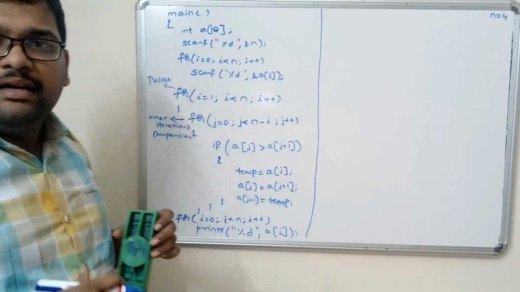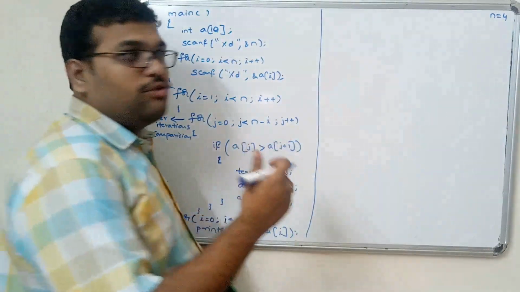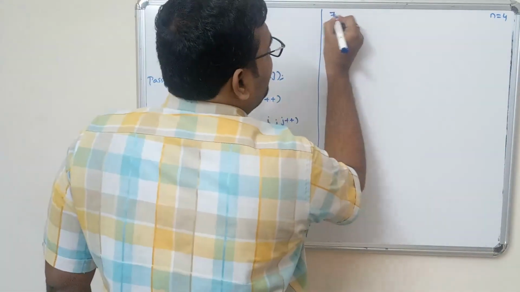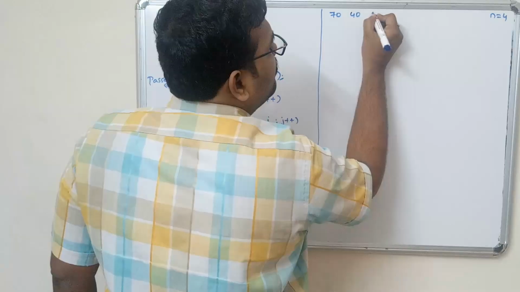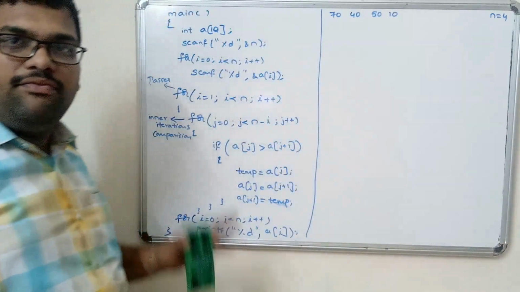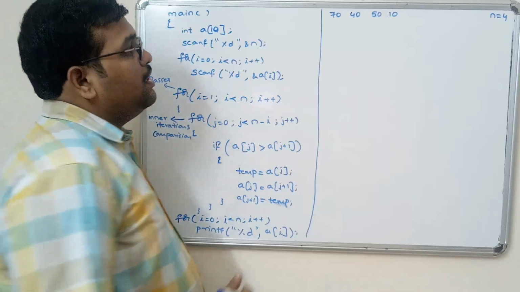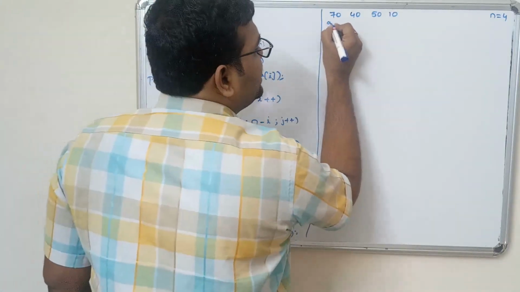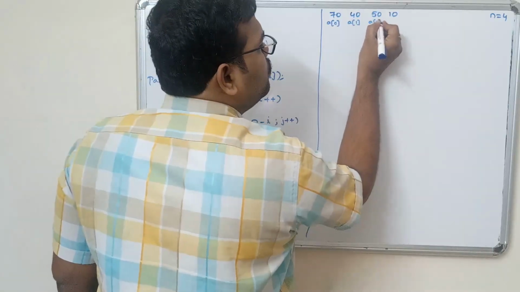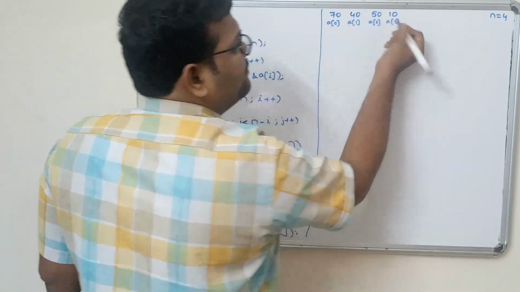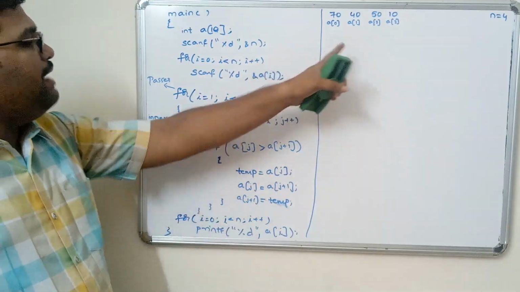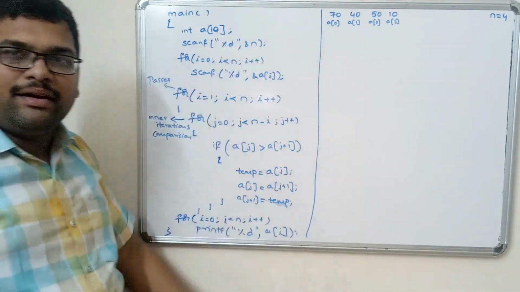So we will take the previous values, n is equal to 4, and the values are 70, 40, 50 and 10, 4 elements. So this index value is a of 0, a of 1, a of 2, a of 3. Hope you understood, right? So after reading the values, now start the iterations.